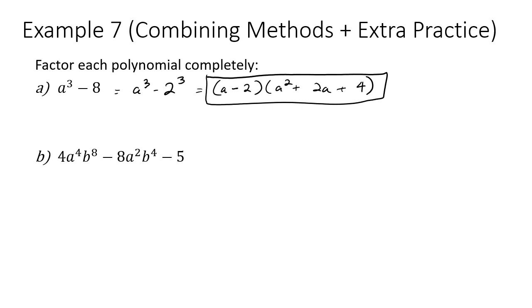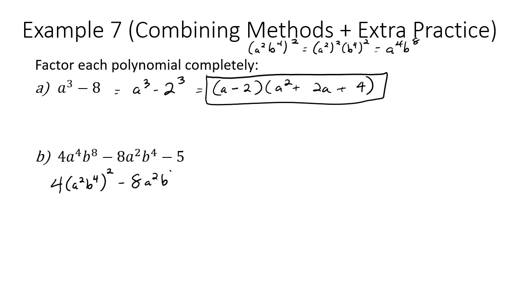So again, by property of exponents, a squared b to the fourth, squared, exponents distribute across multiplication. So that would be a squared, squared, b to the fourth, squared, which would be a to the fourth b to the eighth. So this is 4 times a squared b to the fourth, squared, minus 8 a squared b to the fourth, minus 5. This is a quadratic type problem.